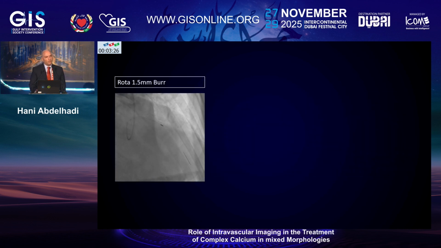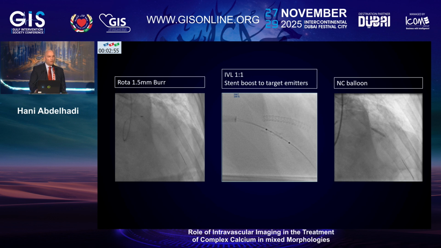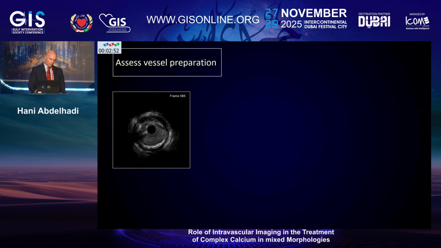So we took a 1.5 millimeter burr, as you would. But after we rotablated, we tried to use our balloons, and we still couldn't dilate it appropriately to get a good luminal gain. Now in the old days, if you go back 10 years, you'd use a bigger burr. But these days, I almost never use a burr greater than 1.5 millimeters. Why? You don't need to. It's safer to use something else. This is where I'd like to use a RotaShock or an IVL guided therapy. As was mentioned by my colleagues, you can use stent boost technology to locate where your emitters are and place them right next to the calcium so you get the most bang for your buck. Then you follow with an NC balloon and you re-image.